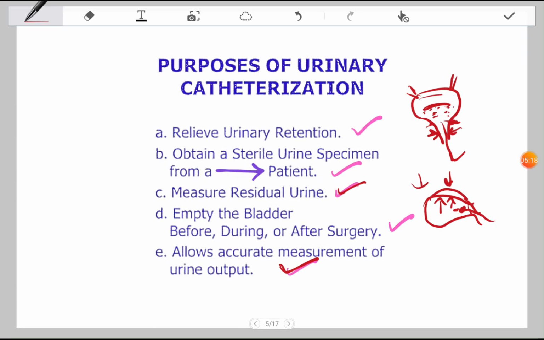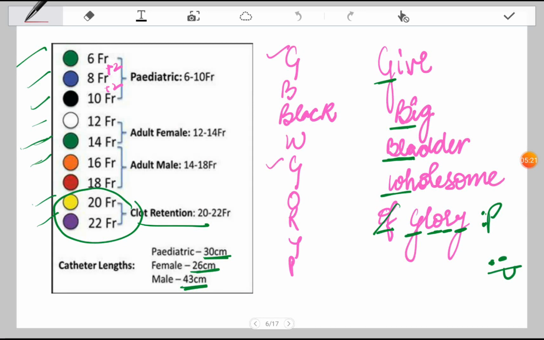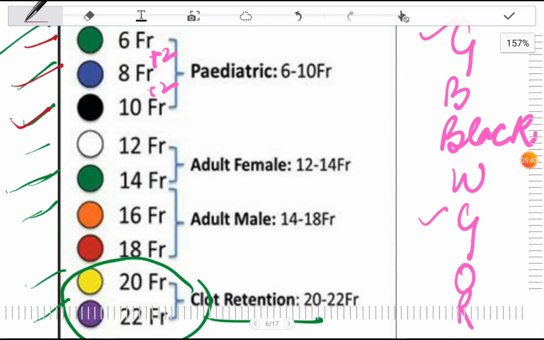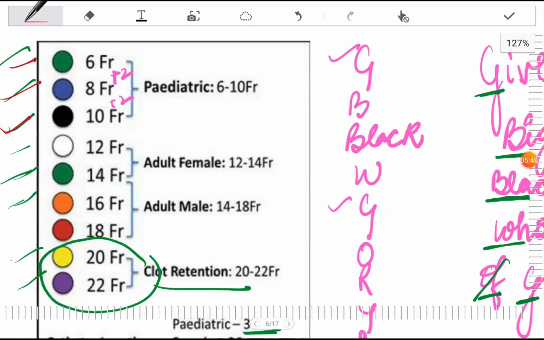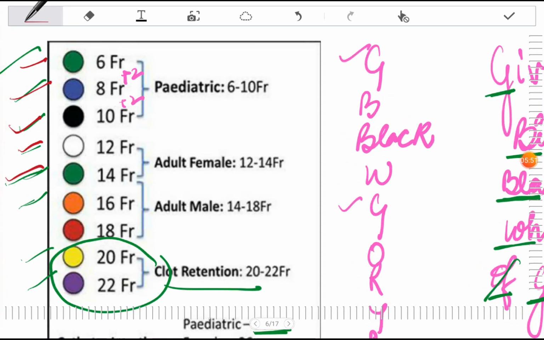So next we'll be discussing the sizes, the color coding, and the trick I use to remember the colors in sequence. So the trick is: give big bladder wholesome of glory. I have arranged this according to the color coding, that is green, blue, black, white, green. Remember, these two green colors are different in contrast. One is a bit lighter and one is a bit darker.